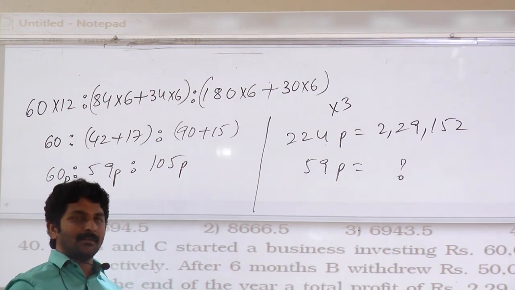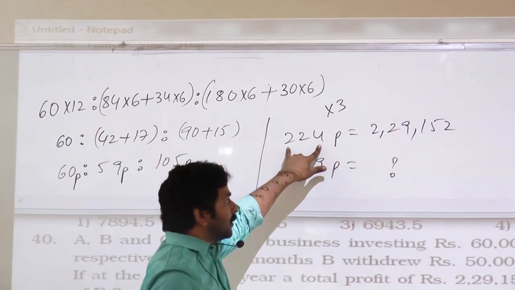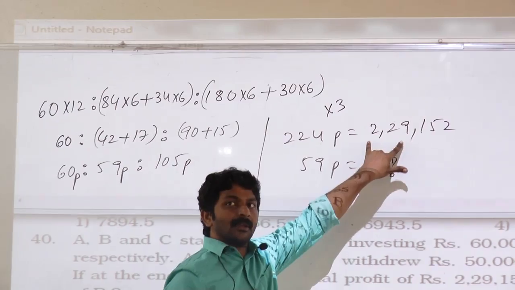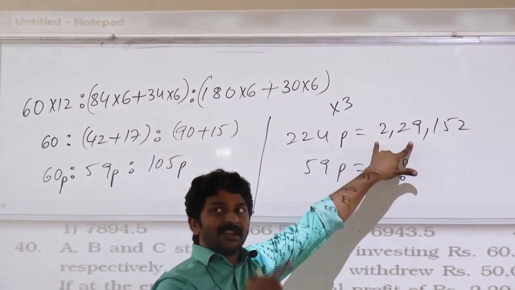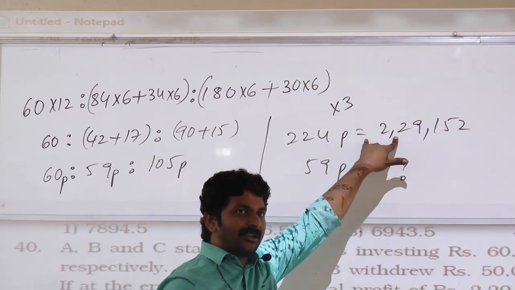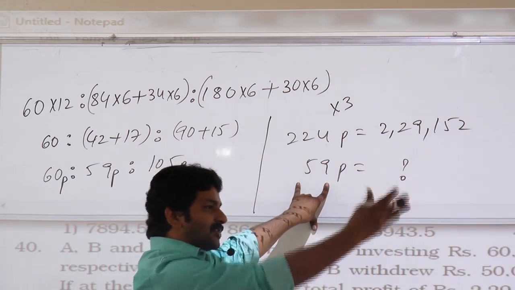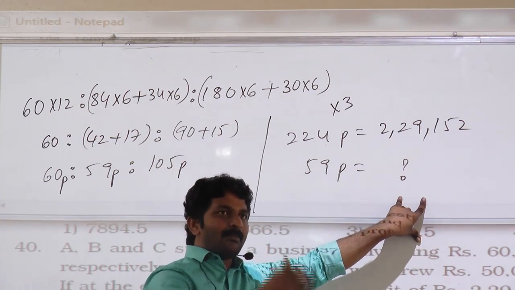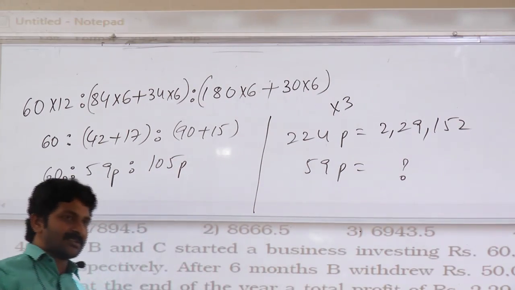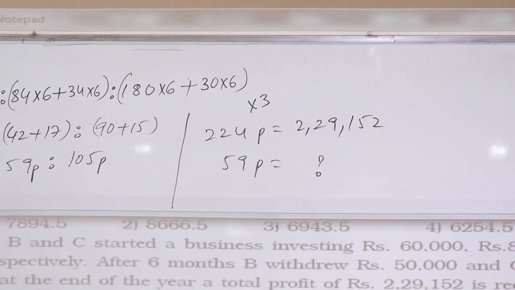How many parts are there? 224. How many thousands are there? 220. Number is close to 224, right? Yes or no? How many parts are there? How many thousands should be there? Number close to 59,000. 60,357. This cannot be your answer. Right?